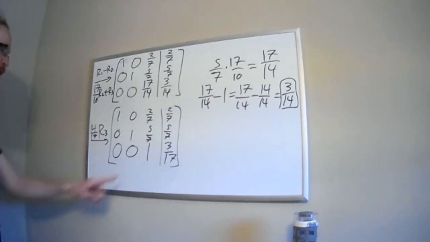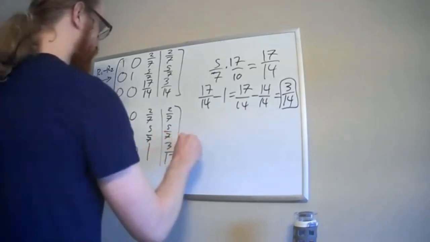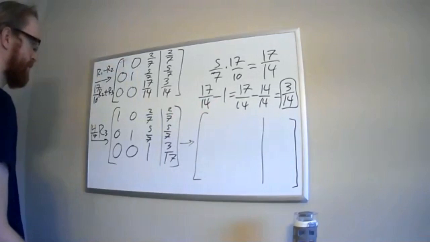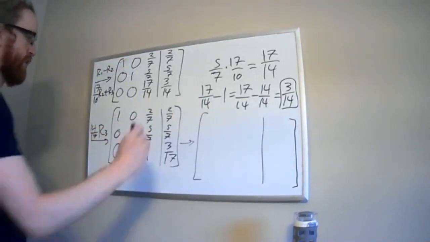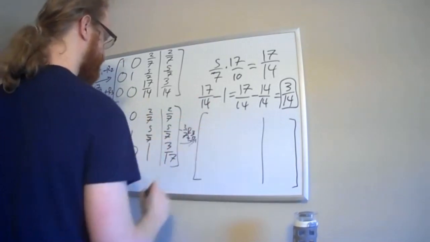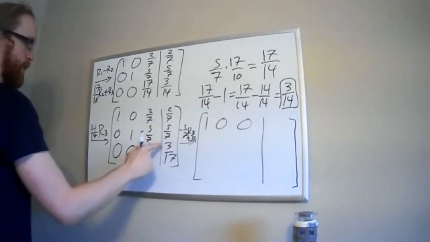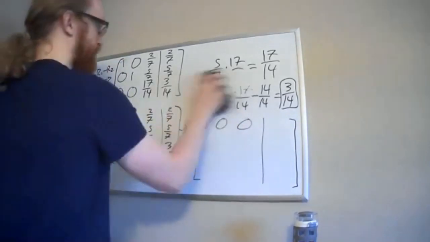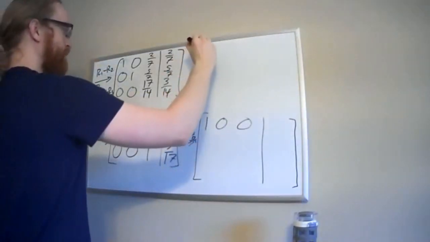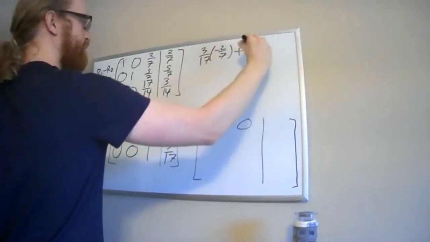Okay, and now we're in great shape. I have a 1. I'm going to just use it to cancel these out. And so how are we going to do that? Well, I need to get rid of a 2/7, so I'm going to take negative 2/7 times the third row and add it to the first row. So what happens there? I'm going to get 1, 0, 0. And then we have to figure out what's 3/17 times negative 2/7 plus 2/7?